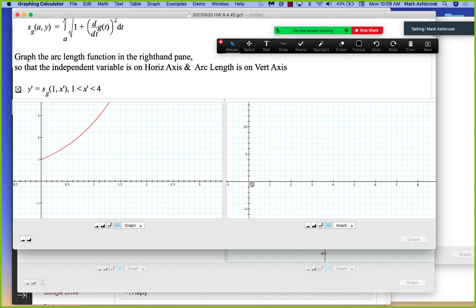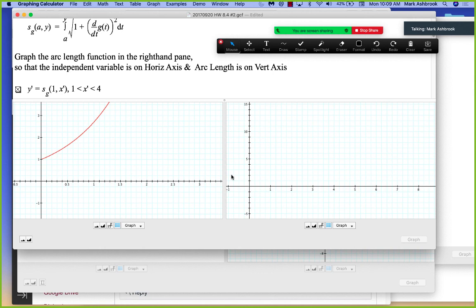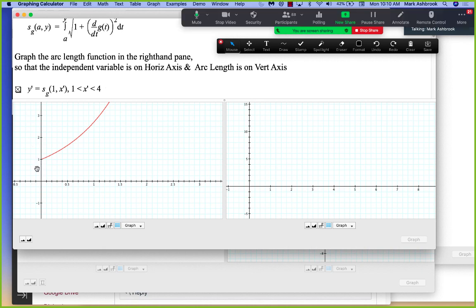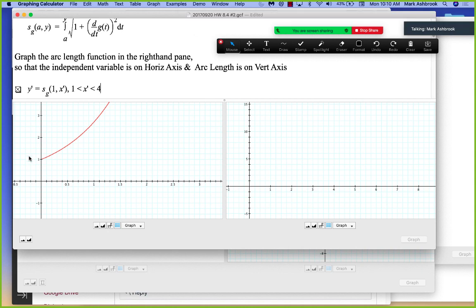Any ideas? At what point will it start? 0, 1, or 1, 0. 1, 0. Right, because my arc length for my independent variable over here is this value 1. So it's at y equals 1 and increasing from there that I start generating arc length. So over here, that independent variable is on the x-axis. So that's going to start generating arc length at 1. And then from 1, 0, where's it going to go? Up or down?